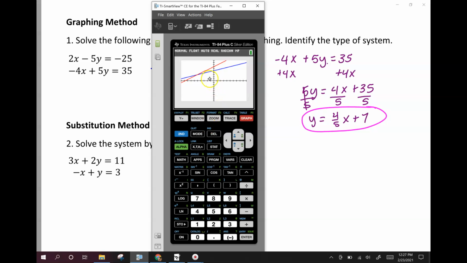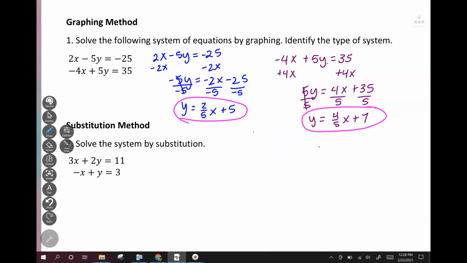Now to get that solution, you could eyeball it, but I wouldn't recommend that. So do second calc, which is the trace button, and then 5 says intersect. We want to know where they intersect, so it makes sense. So second calc 5, and then just hit enter 3 times until it says intersection. Your intersection happens at (-5, 3). So that is your solution: (-5, 3). There you go. In the calculator, you look for that point where the two lines intersect to get the solution.